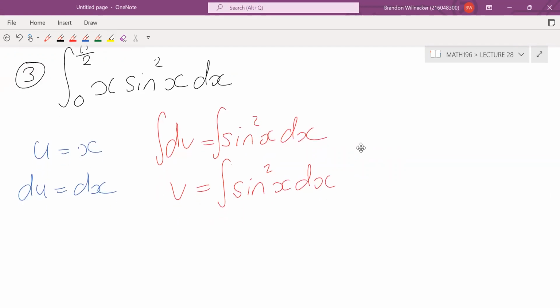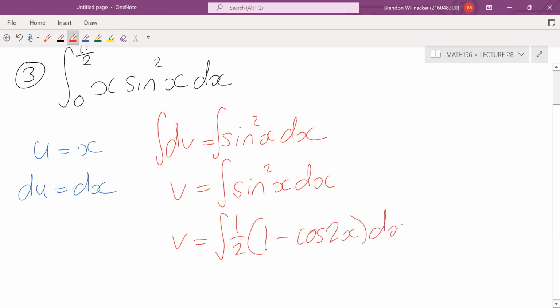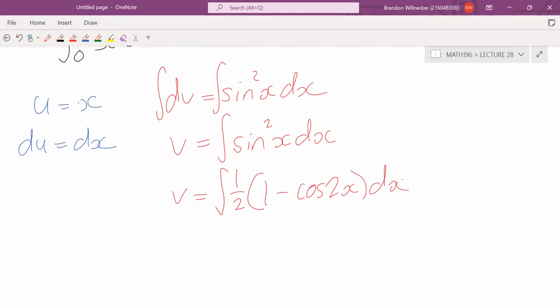But remember, there is that half angle identity for sine squared. So we can write this as the integral of 1/2 of 1 minus cos 2x. If this was cos squared, then we would have a plus. But since this is sine squared, it's going to be a minus. That's the difference between the two things. Okay, so this is easy enough to integrate now.